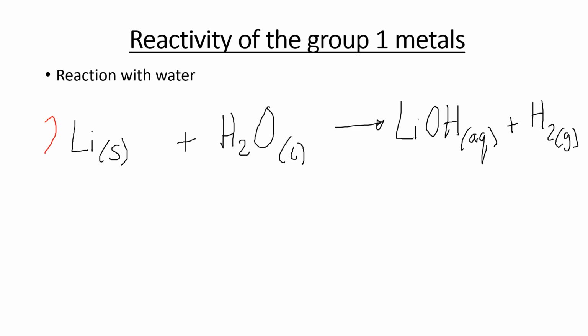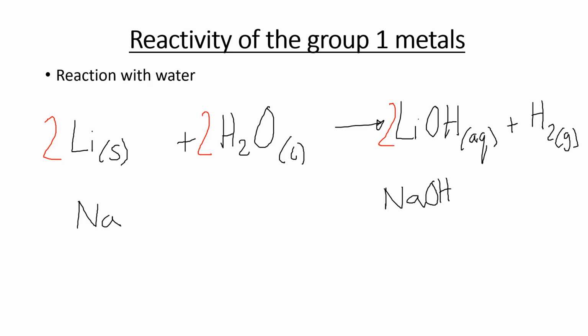And to balance this, you'd need to put a 2 in front of each of these. If you replace lithium with sodium, the same chemistry will happen. The only difference is you'd form sodium hydroxide instead. And when the hydrogen ignites, you'd get the flame colour for sodium, which will be a yellow-orange flame.